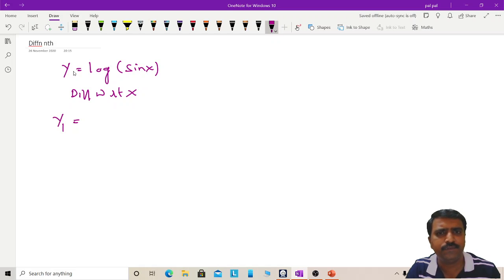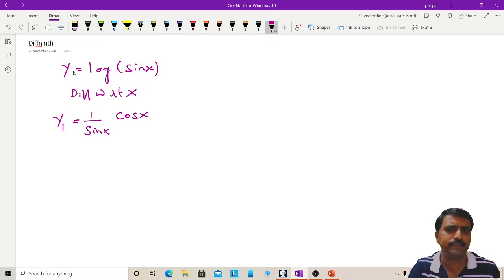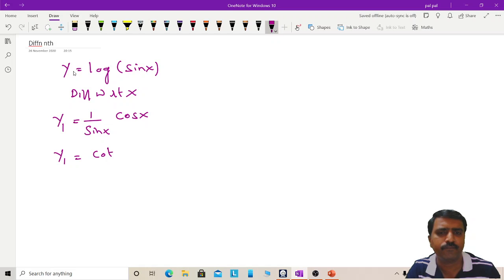Like that, differentiation of log sin x is 1 by sin x, and again we have to differentiate that sin x. Differentiation of sin x is cos x. So differentiation of y is y1. y1 is equal to cos x by sin x. Cos x by sin x is cot x.